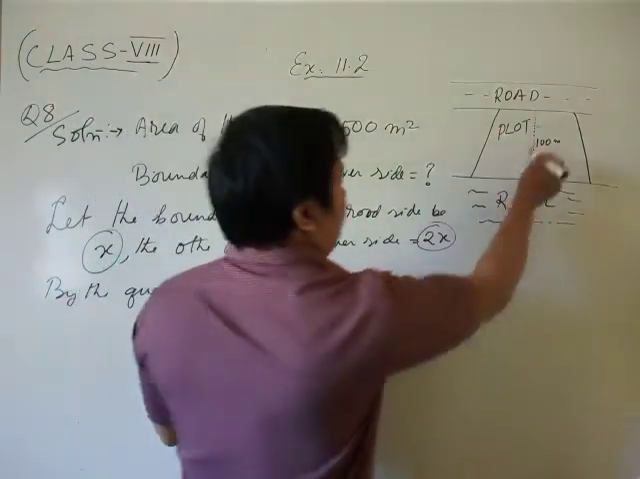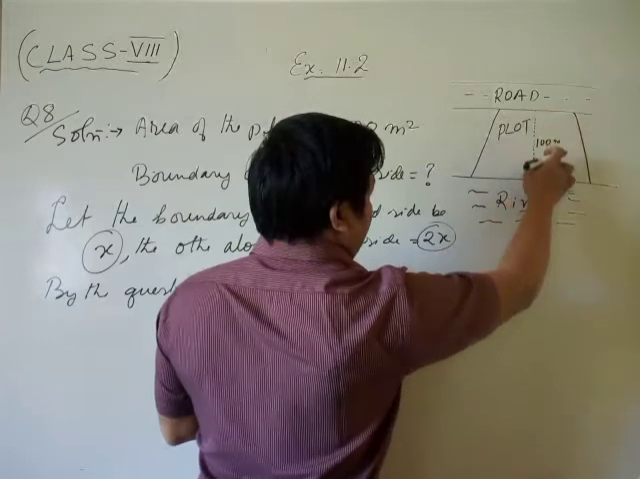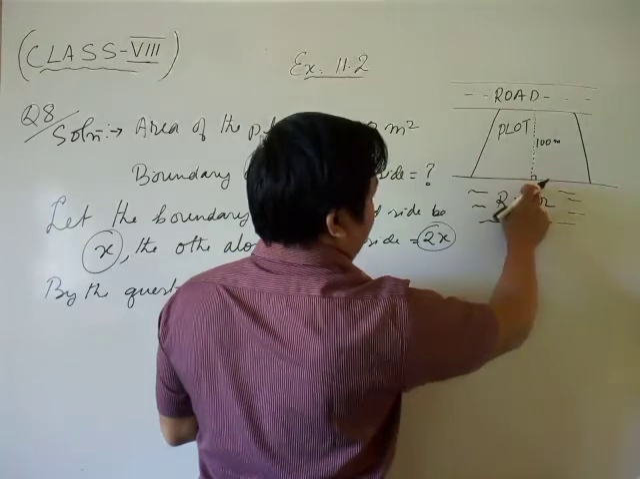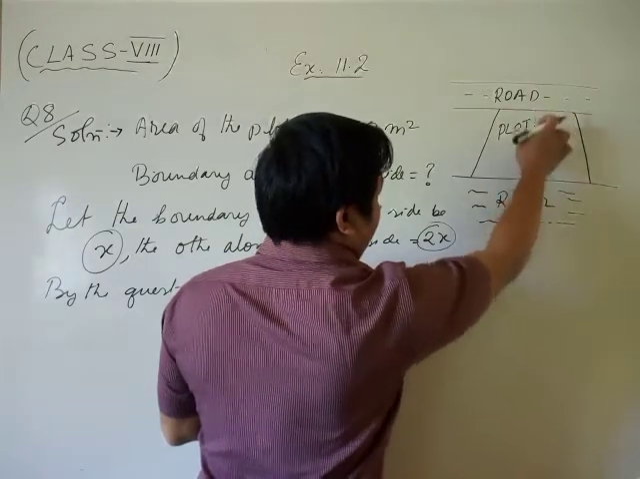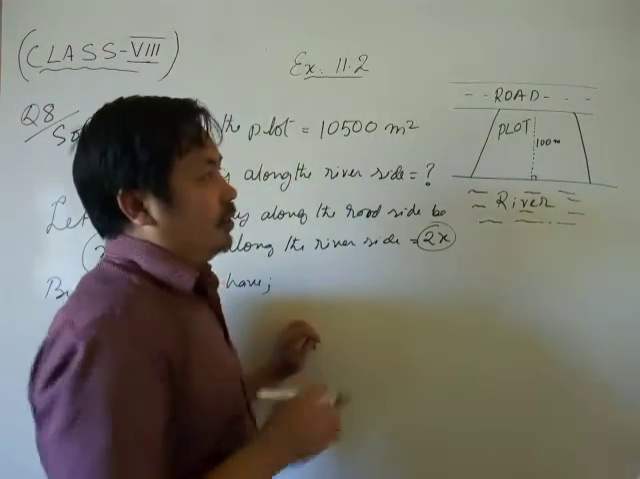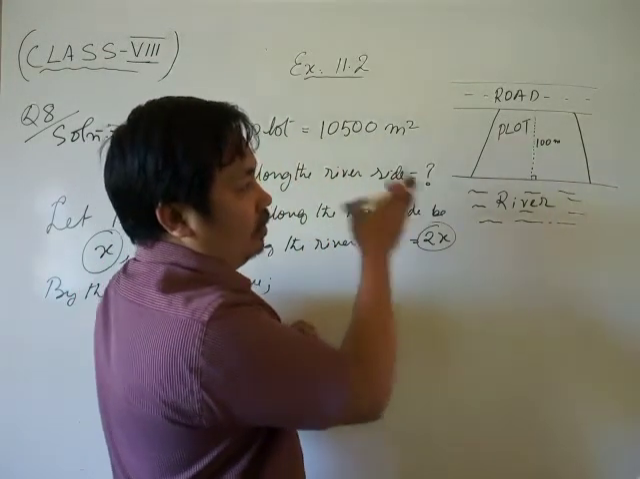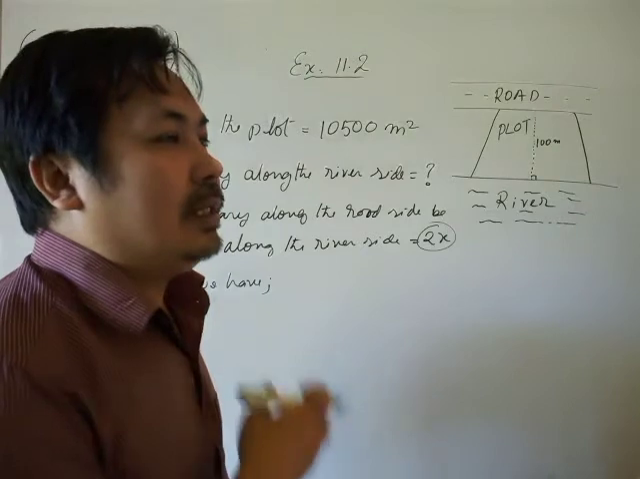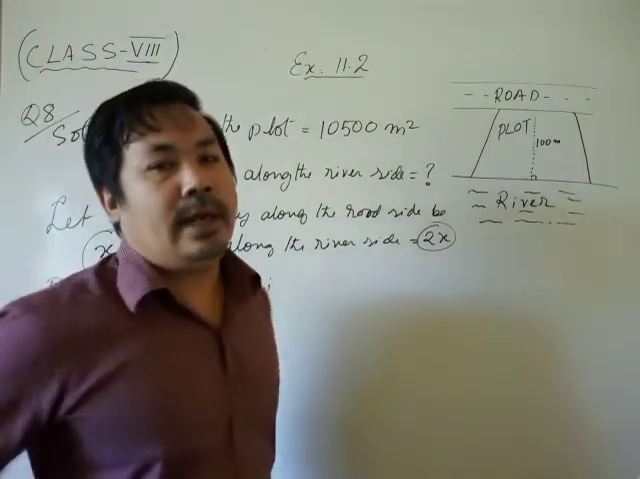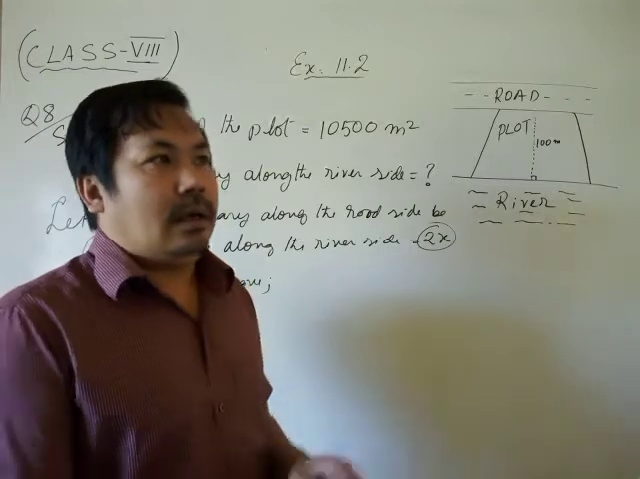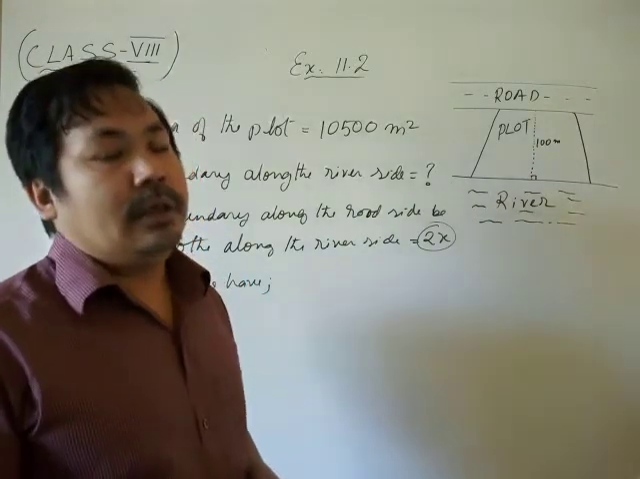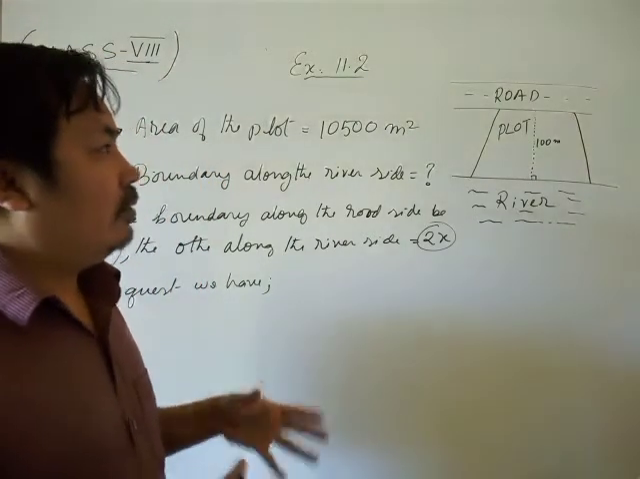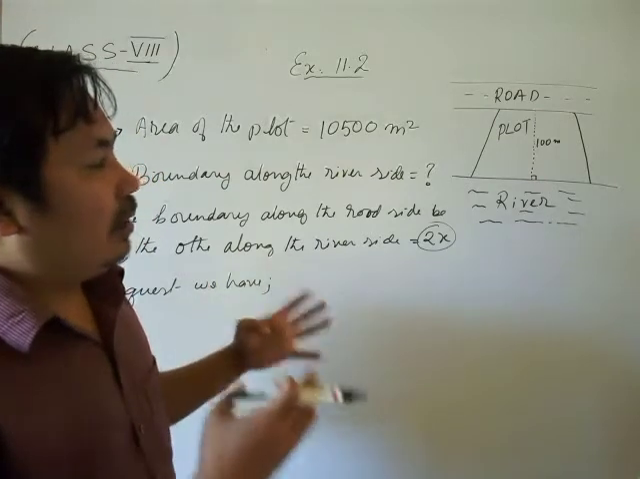He said that the perpendicular distance between the road side and the river side of the plot is 100 meters. This will be the height of this trapezium. This exercise 11.2 mostly deals with this shape of trapezium, and we have to find the area by applying the formula of the area of trapezium. Nothing is to be confused. There is no big thing here, only remember the area of the trapezium.